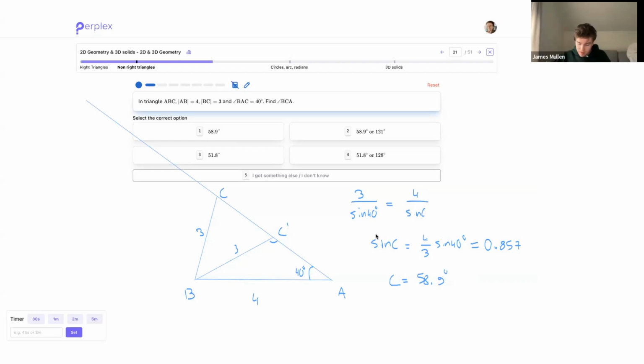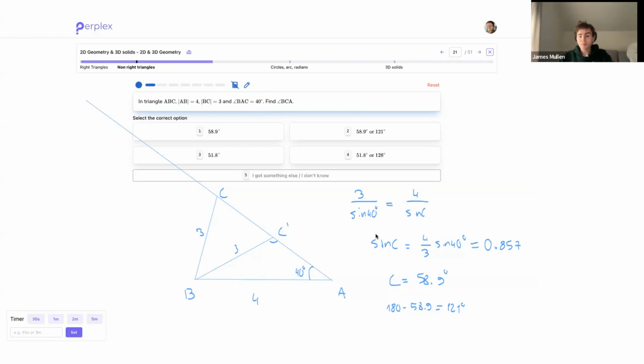All right. That is the first possible angle, and the second angle is 180 minus 58.9 degrees. So if I calculate that, I get 121 degrees. And that angle does fit in the triangle because the largest angle I'm given is 40 degrees. So both 40 plus 121 and 40 plus 58.9 are both smaller than 180 degrees. So there's no issue at all.